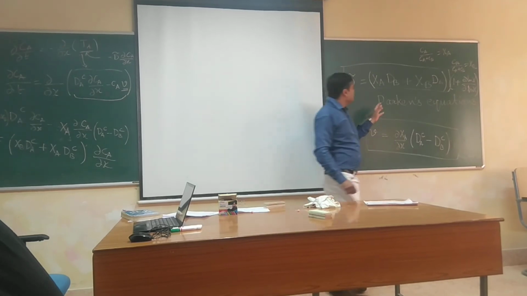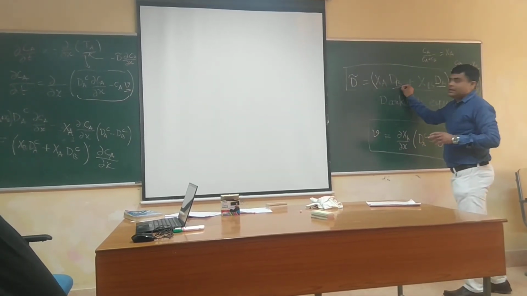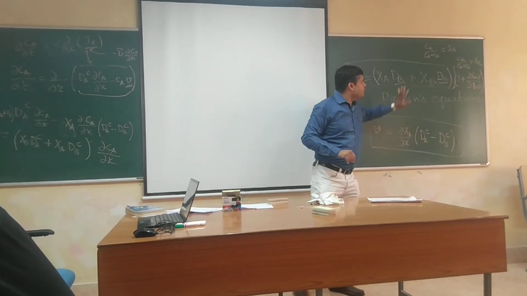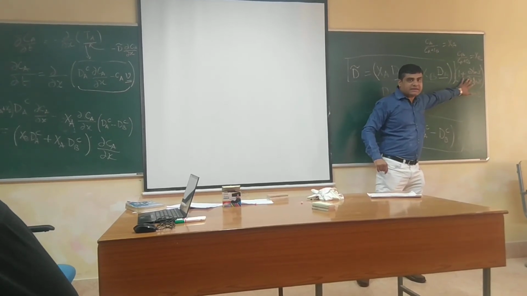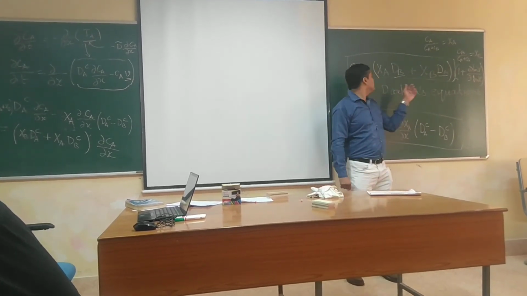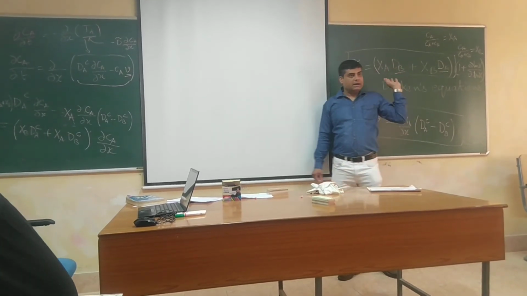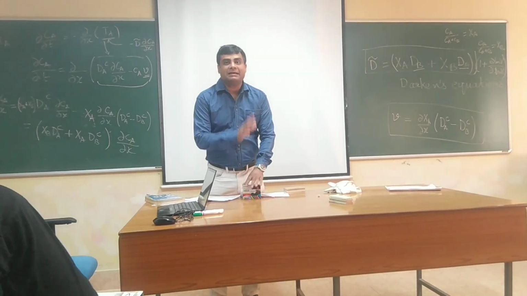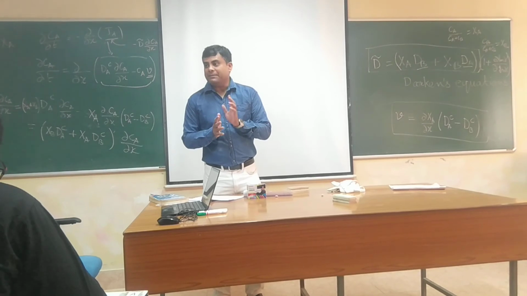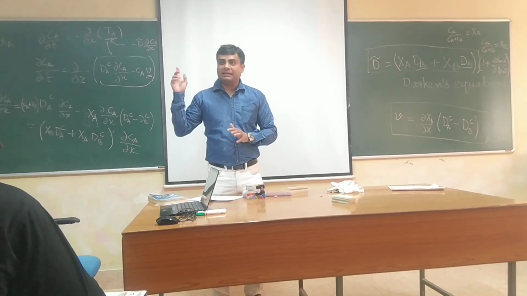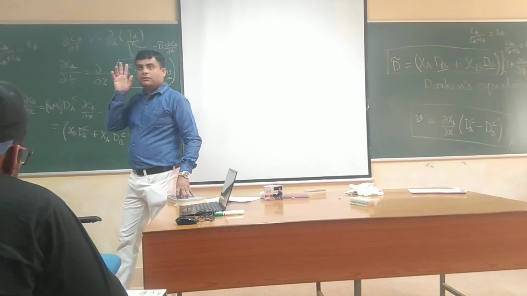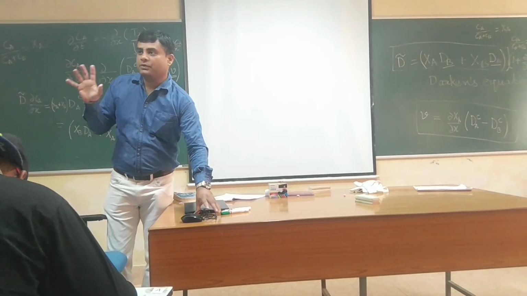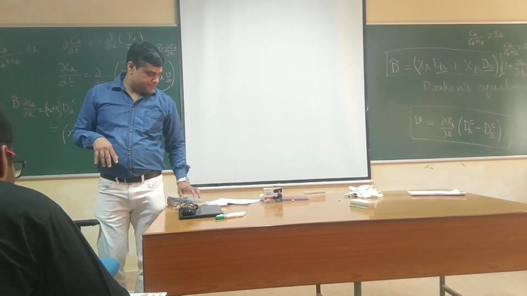So here, DA and DB are tracer diffusion coefficients, which are measurable. Your XA, XB are composition. The thermodynamic factor is measurable from thermodynamics. All these are measurable, you can find out. So this D tilde, which is the chemical diffusion coefficient I said at the beginning, is a complex function of the tracer diffusion coefficients, the composition and the thermodynamic factor. Okay.